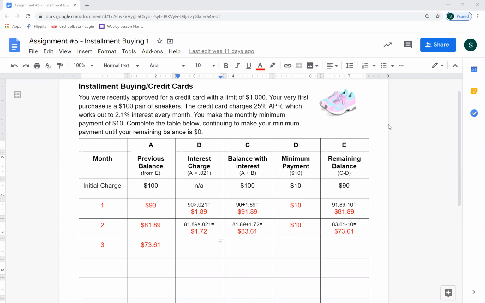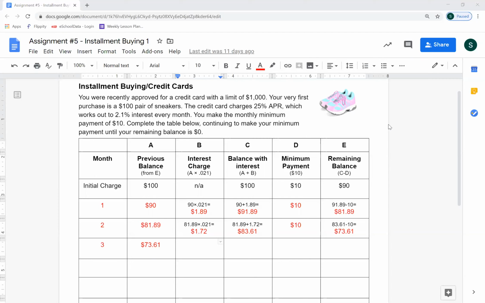So when we're talking about installment buying, we're talking about making set amount of payments each time to try to pay off a bigger purchase. Okay, so exactly what happens with a credit card. And in this one, we're looking at how that's going to impact your balance and your interest level when you make just your minimum payment.